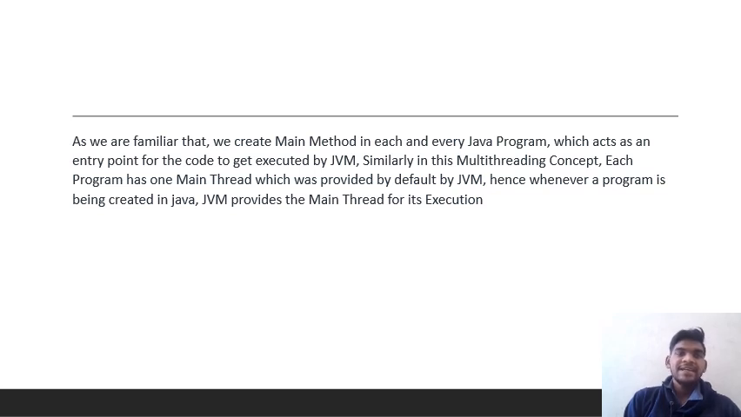As we are familiar, we can create a main thread in each and every Java program, which acts as an entry point for the code to get executed by the JVM. Similarly, in this multithreading concept, each program has one main thread which is provided by default by the JVM. Hence, whenever a program is being created, the JVM provides the main thread for its execution.